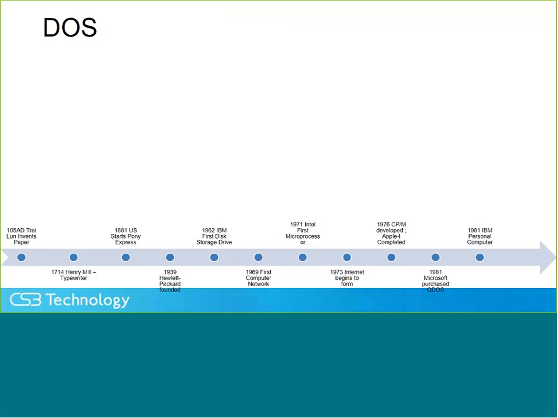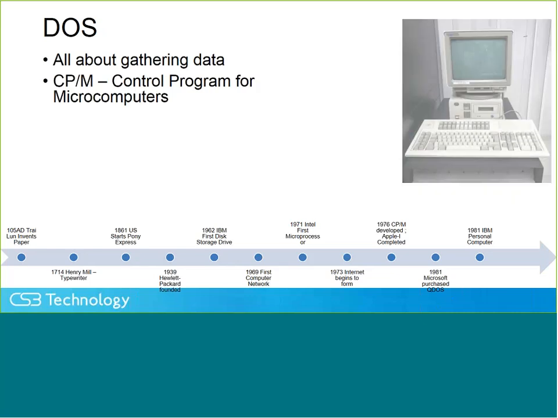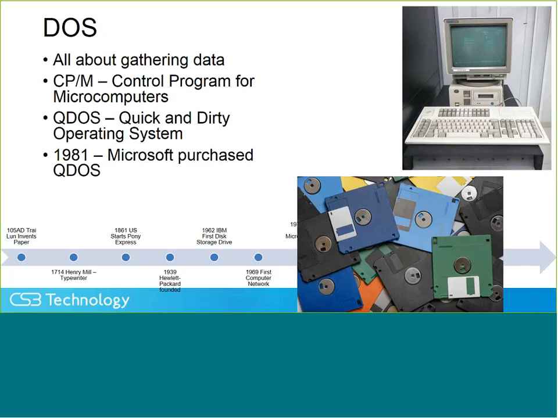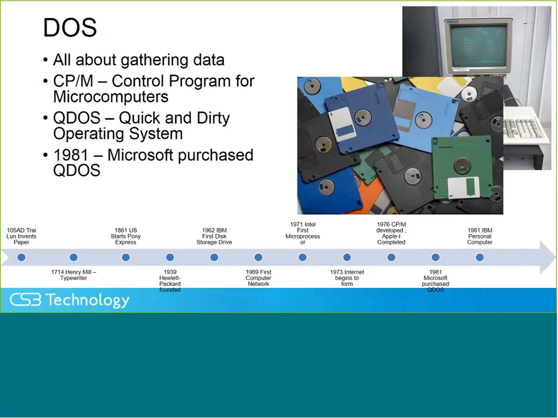But quickly after that, DOS was developed. And so DOS, when it was developed, was all about gathering data, trying to figure out a way to gather all the data that people had going on. And so it started with a program called CPM, which is Control Program for Microcomputers. And then it quickly changed from that into QDOS, which I had no idea. I learned so much during this presentation, but Quick and Dirty Operating System is what QDOS was called. And then Microsoft went ahead and purchased that in 1981, and that's where we get MS-DOS or Microsoft DOS.